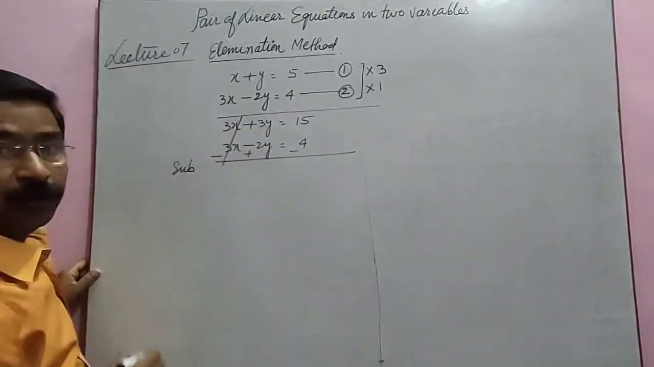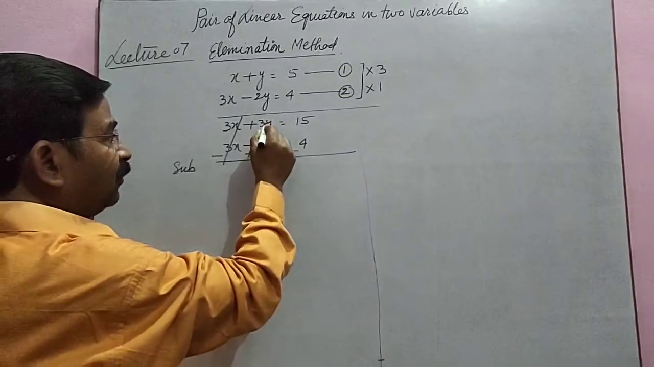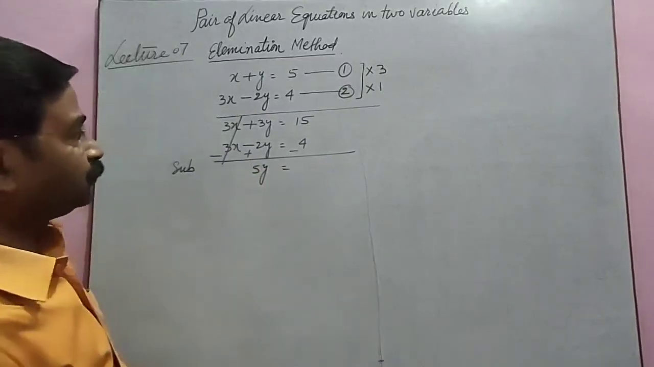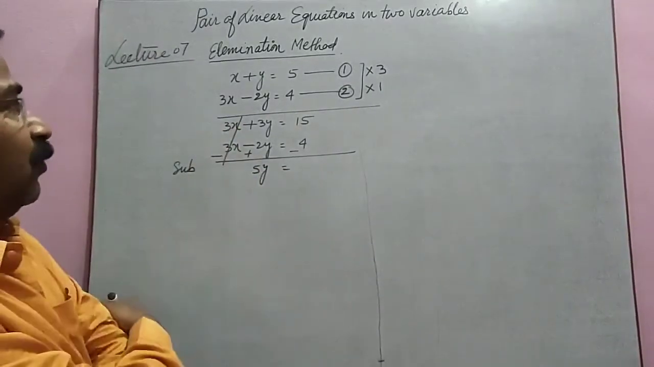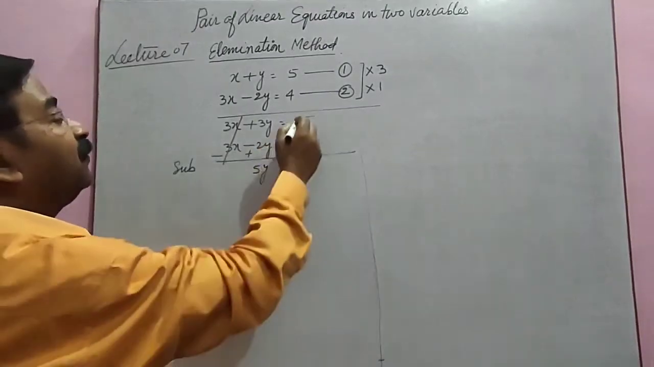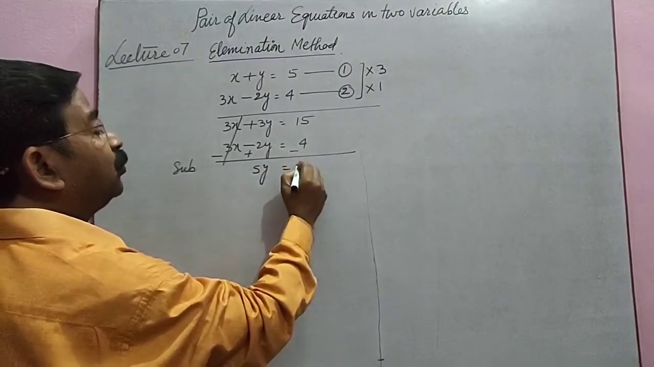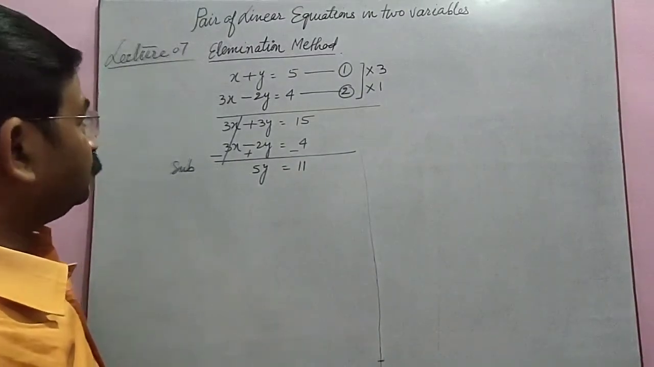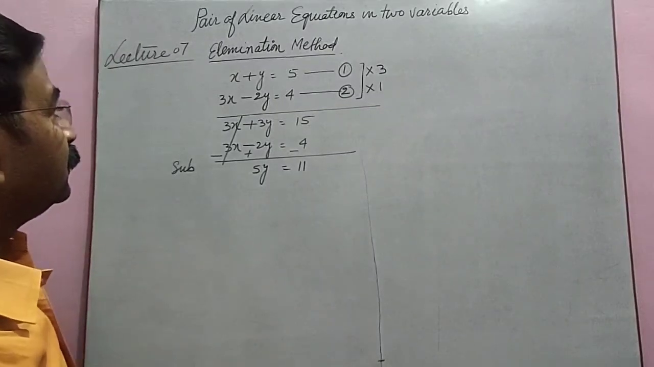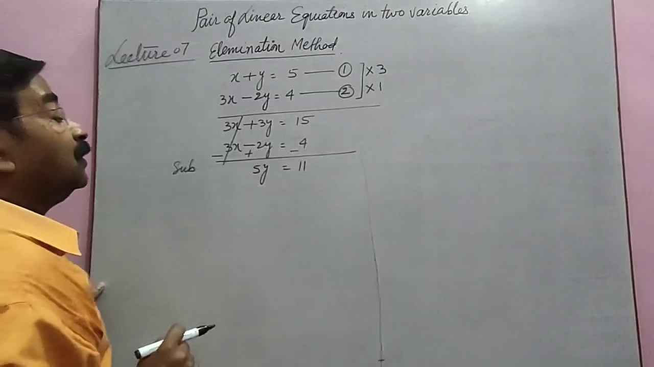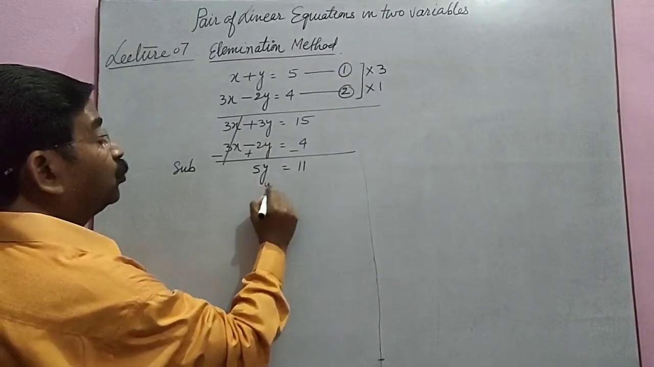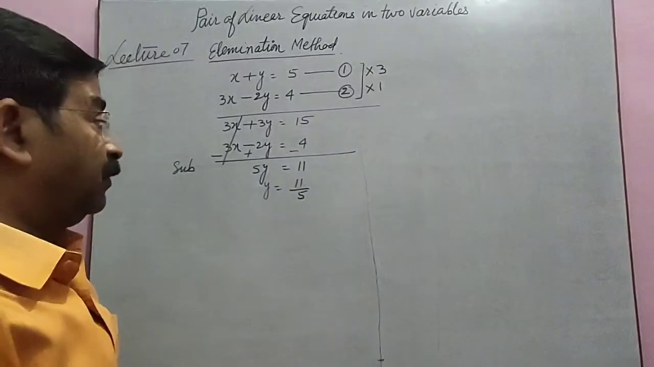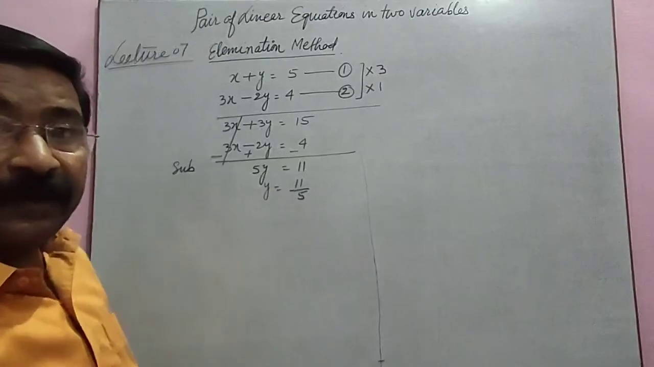Minus 3x plus 3x will go. What do we have? 3y plus 2y, 5y. And here we have 15 minus 4 is equal to 11. Now y is equal to 11 upon 5. So we have got one of the values, y.